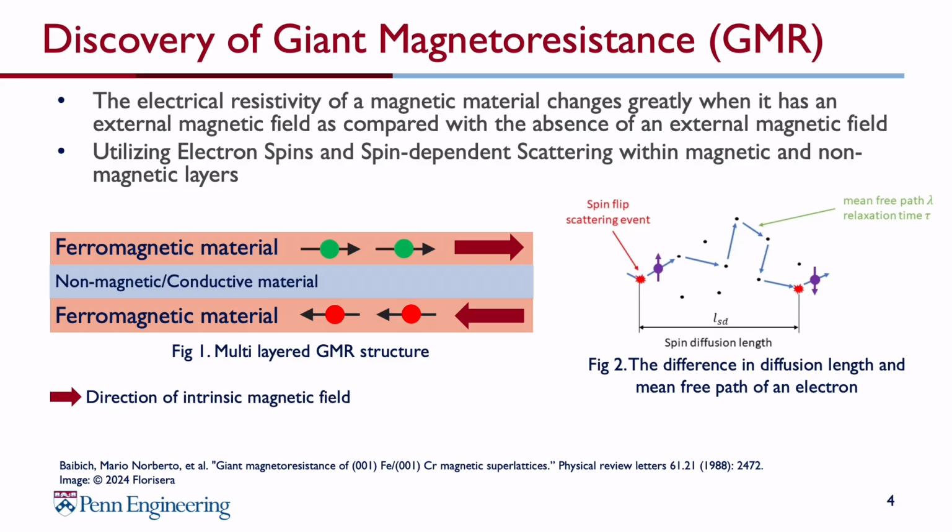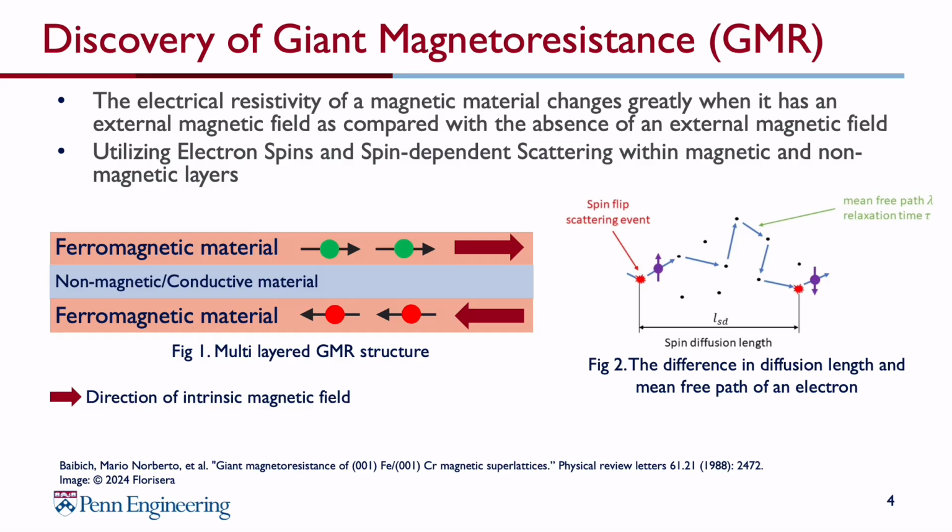GMR refers to the phenomenon in which the electrical resistivity of a magnetic material changes greatly in the presence of an external magnetic field compared to when the field is absent. This phenomenon is caused by quantum mechanical effects, namely spin-dependent scattering, that result from a layered magnetic thin film structure several nanometers thick. This structure is formed by alternately laminating thin layers of ferromagnetic material and non-ferromagnetic material.